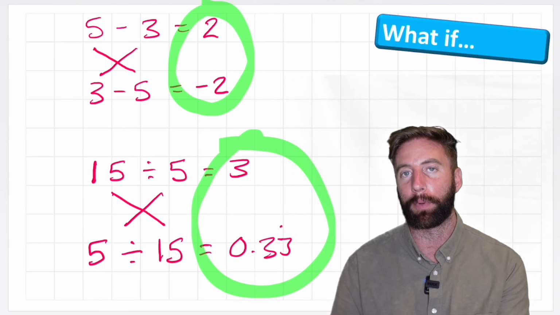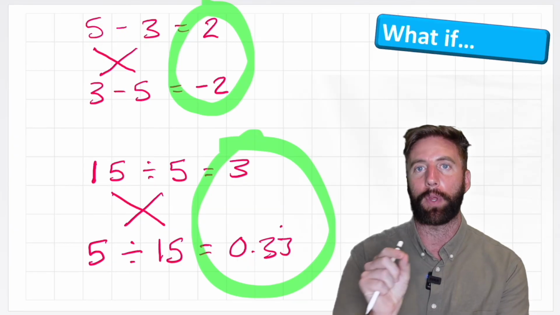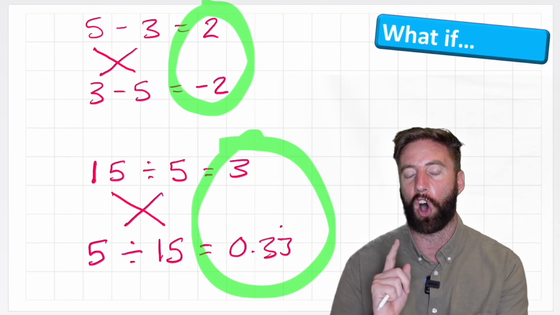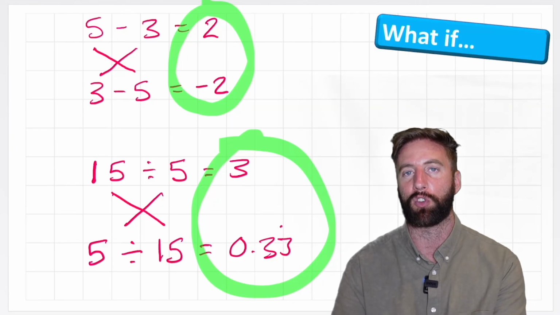So addition and multiplication are commutative, doesn't matter which way around we put our numbers in the question, but subtraction and division are not. Very important to remember.